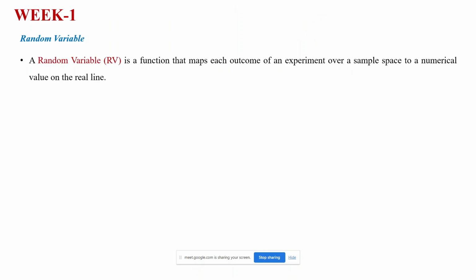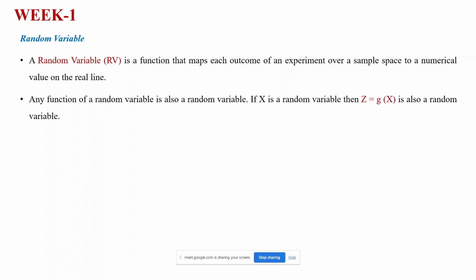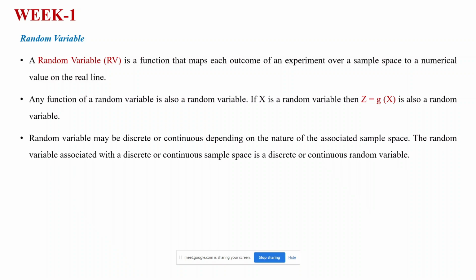What is a random variable? A random variable is a function that maps each outcome of an experiment over a sample space to a numerical value on the real line. Any function of a random variable is also a random variable. Suppose x is a random variable, then z, a function of x, is also a random variable. For example, suppose rainfall is a random variable, then if runoff is a function of rainfall, runoff is also a random variable. And a random variable may be discrete or continuous depending on the nature of the associated sample space.